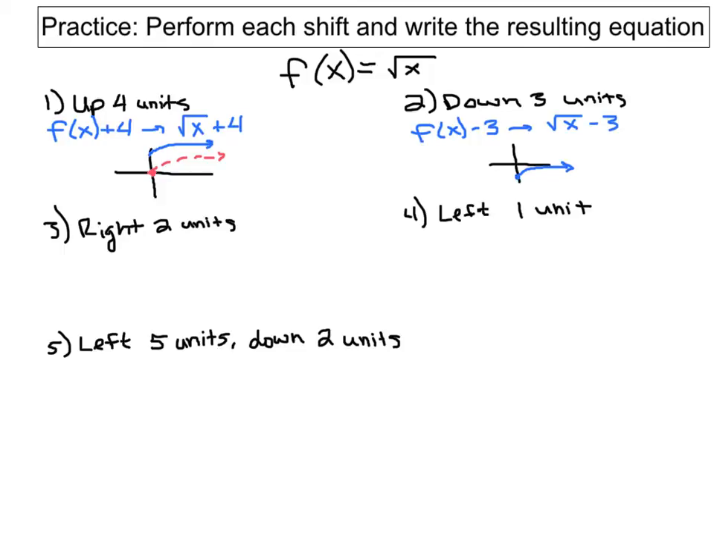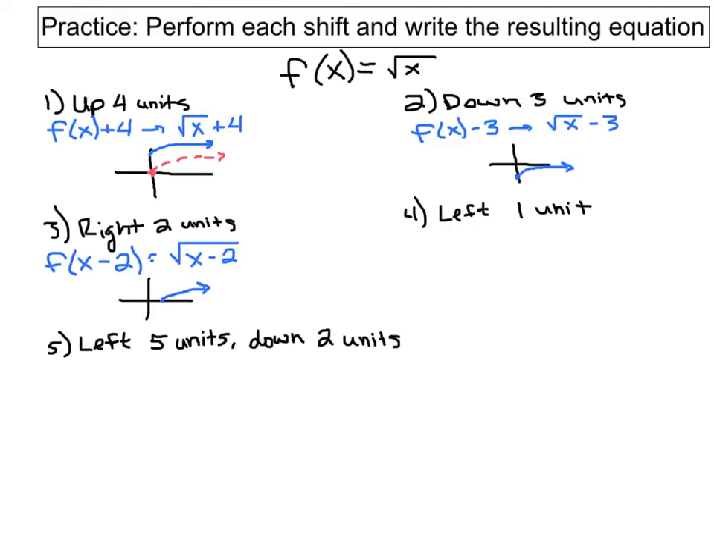For the right 2 units, that's going to be a horizontal shift. Remember, a horizontal shift is when you subtract a positive number. Since we're going to the right, in the positive direction, it's going to look like f of x minus 2, which is equal to the square root of x minus 2. So the graph is going to move to the right 2 units. We took our parent function and subtracted 2 on the inside, because a horizontal shift to the right is subtracting a positive number, and it results in this equation and this graph.